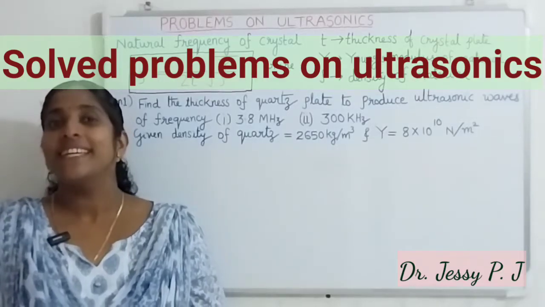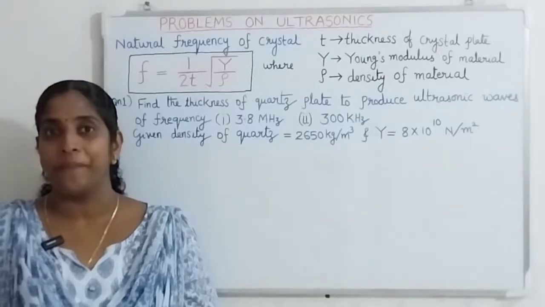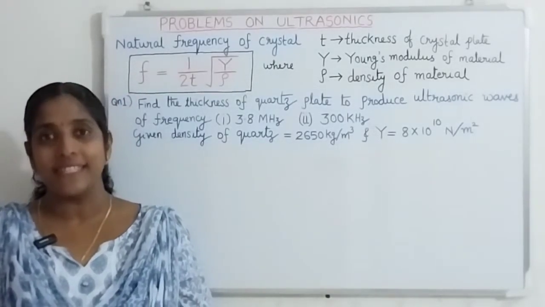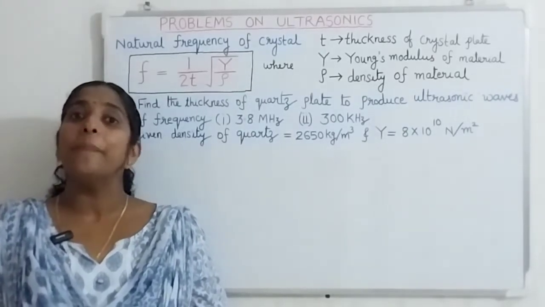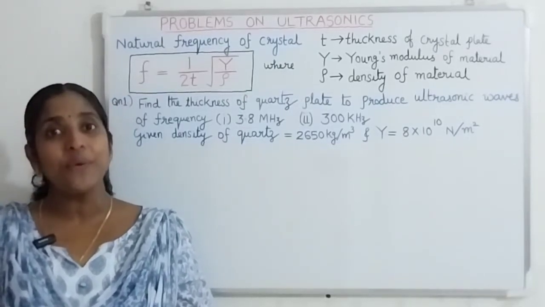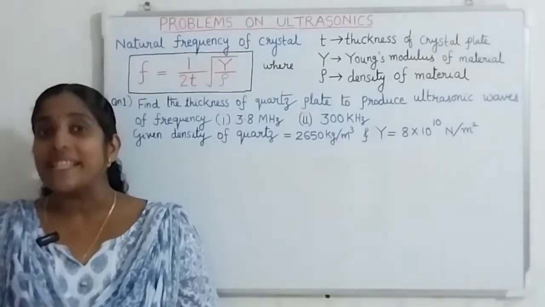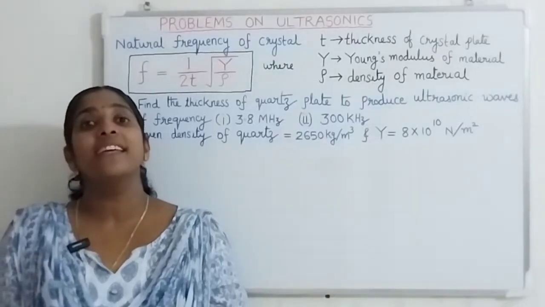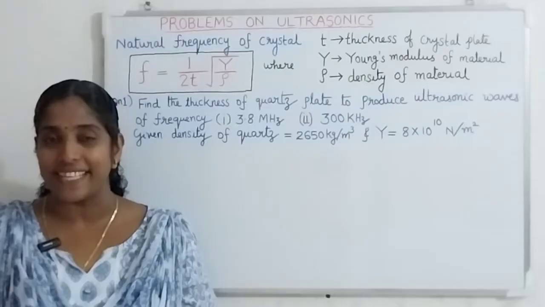What is that? In some asymmetric crystals like quartz, tourmaline, etc., if we apply an alternating voltage in a certain direction, then vibrations are produced perpendicular to that direction. If the frequency of this applied alternating voltage matches the natural frequency of that crystal, then the crystal will vibrate with the maximum amplitude. That condition is the resonance condition.